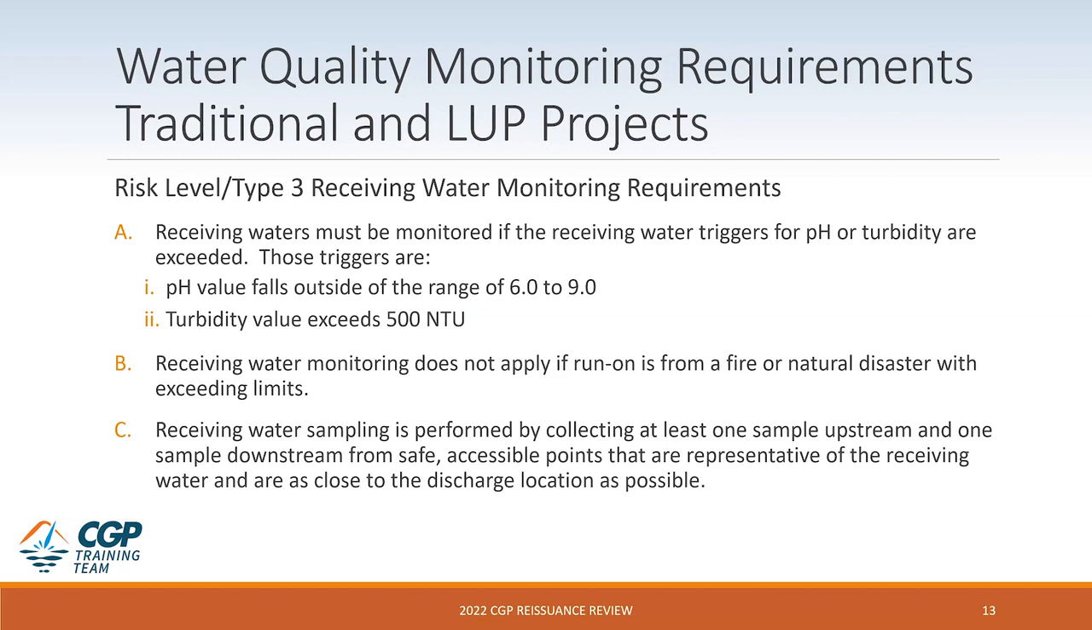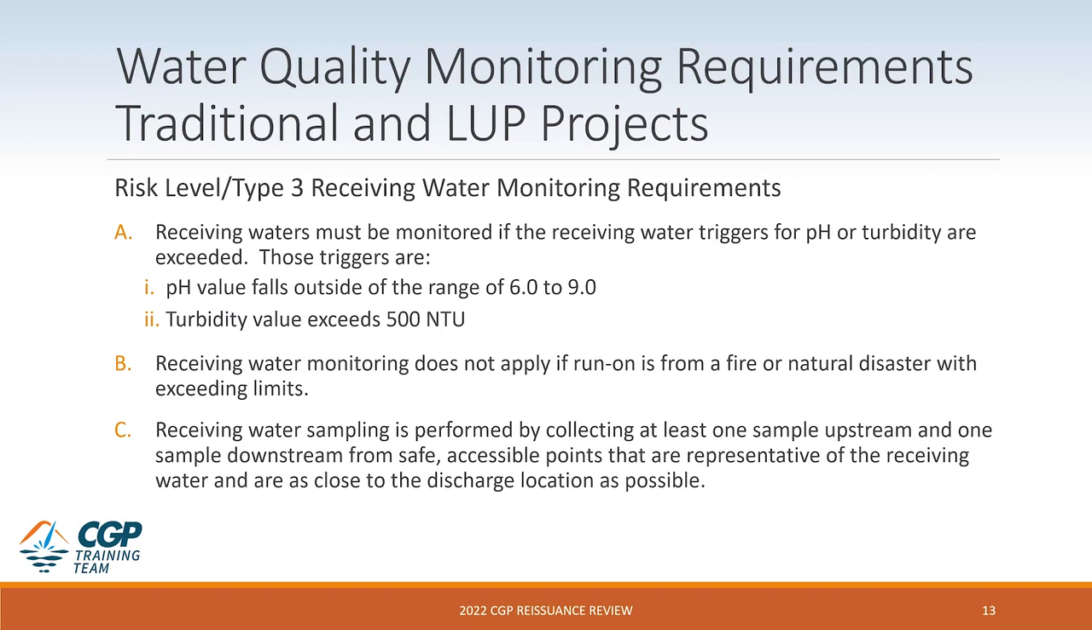Risk level 3 requirements include receiving waters that must be monitored if the receiving water triggers for pH or turbidity are exceeded. Those triggers are if a pH value falls outside the range of 6.0 to 9.0, or if the turbidity value exceeds 500. Please note that we are no longer going to be averaging for this trigger. So if it's a single sample that exceeds it, then that trigger has been triggered.